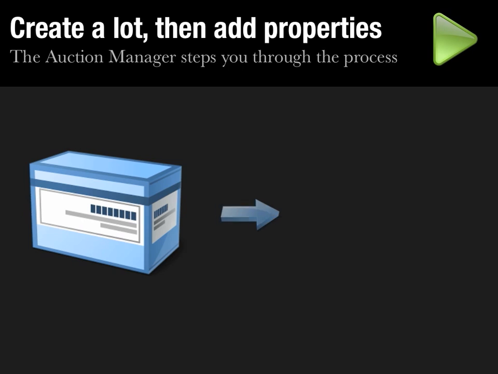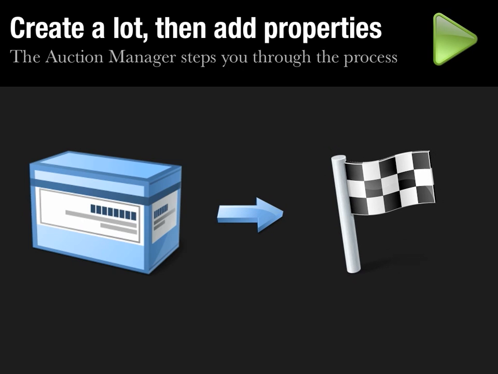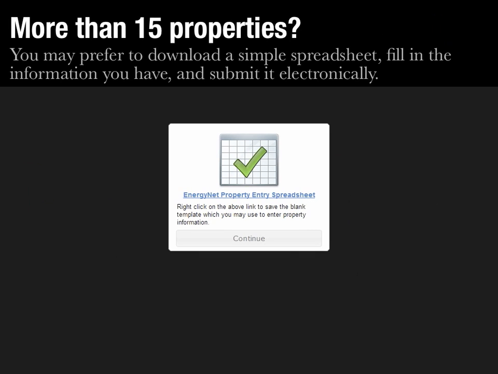Once you've completed those steps, you will finalize your lot and send the information to the EnergyNet Land Department for review. For lots that contain 15 or fewer properties, the Auction Manager is the ideal tool to use. If your lot will contain more than 15 properties, the Auction Manager can guide you through downloading a spreadsheet that you may prefer to use instead.